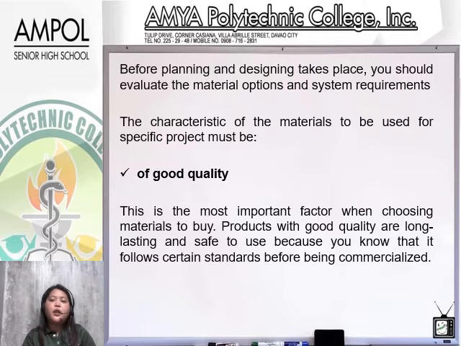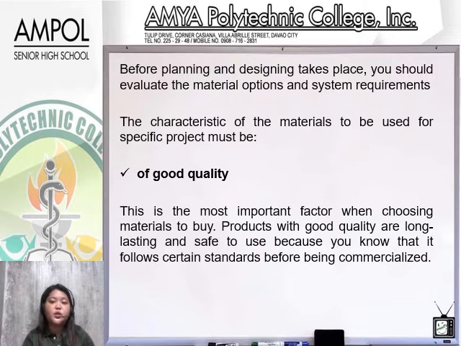All right, so these are the characteristics of the materials to be used for a specific project. First one is good quality. Again, as I have said a while ago, it doesn't matter if it's a cheaper or expensive machine, but you have to make sure of the quality of the machine or the project. So when you say good quality, this is the most important factor when choosing materials to buy.